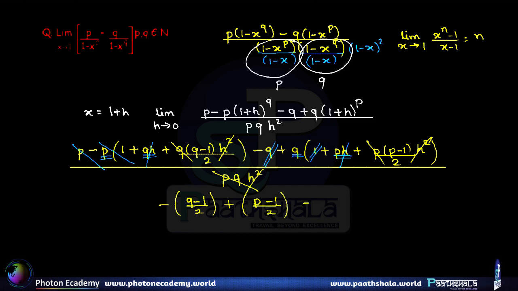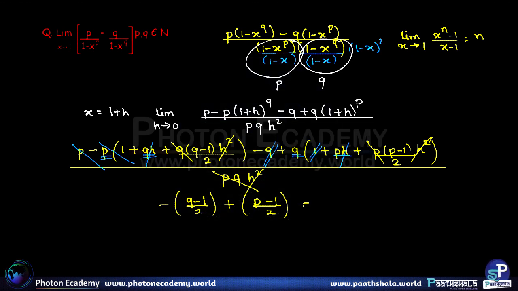So this is equal to, half will get cancelled, so it is only (p minus q) upon 2. And yeah, let's check once again. Yeah, so (p minus q) upon 2, this is our answer.